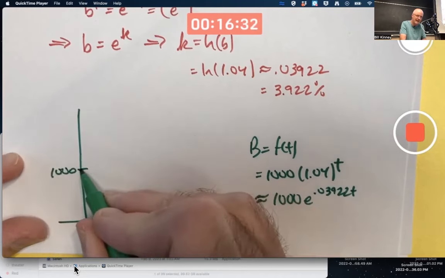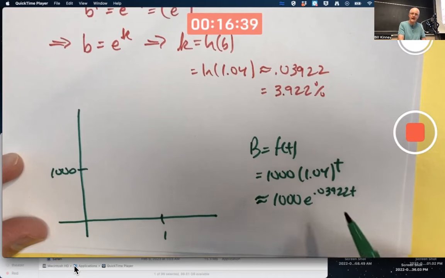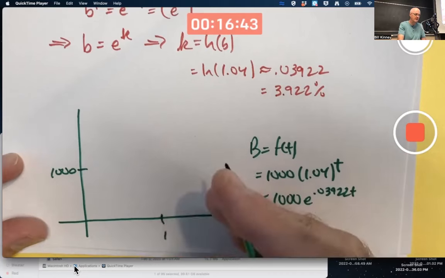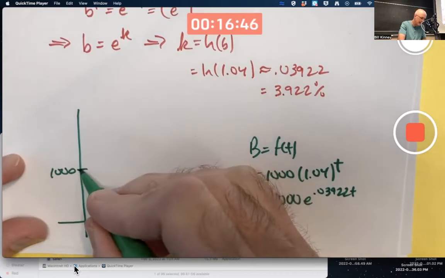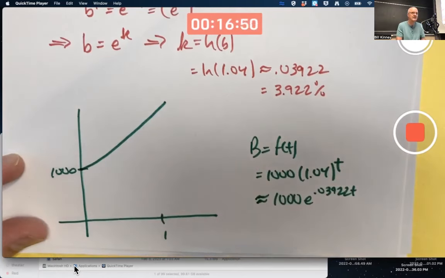I'm going to exaggerate the concavity. If you drew this on your calculator, the graph would look pretty straight. It is technically an exponential function, so it's concave up. It would look pretty straight on this kind of scale, though. I'm going to make it look like it's pretty clearly concave up. That's not exactly what you would see on your calculator, though.